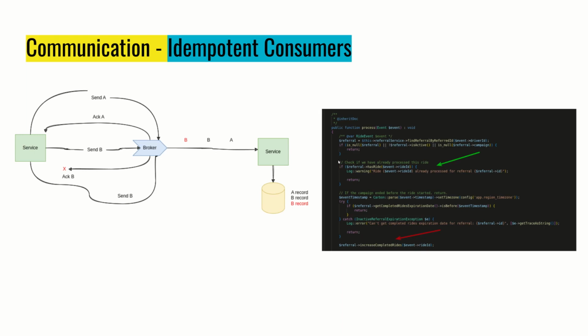When we found this out, we tried to make the referral service idempotent. What we did is add this line here, which says if the referral has this ride already, we create a warning in the logs, but then we return. We don't count this ride, because as I said, this was a problem of duplicate messages in the Kafka topic, and we had to make our service independent of duplications. So this is a very important pattern to have in mind.